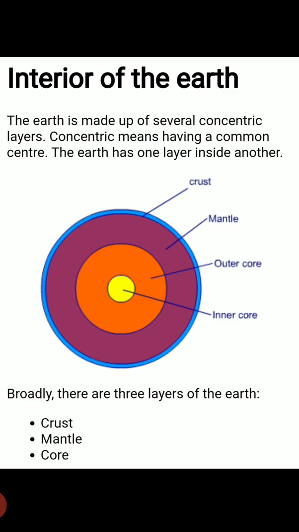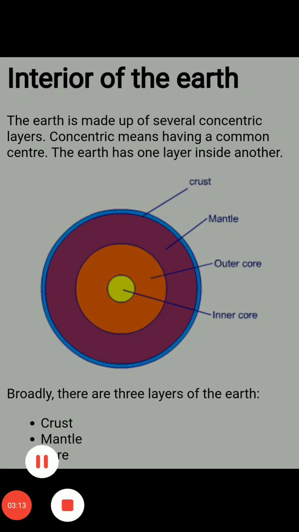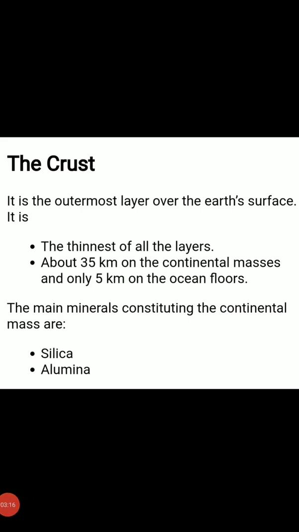It means we can say that if we learn about the interior of the Earth, there are three layers: crust, mantle, and core. In short, we can say CMC. First C means the crust, second C means the mantle, and the third C means the core. Now, in the interior of the Earth, the first layer is the C, the crust.